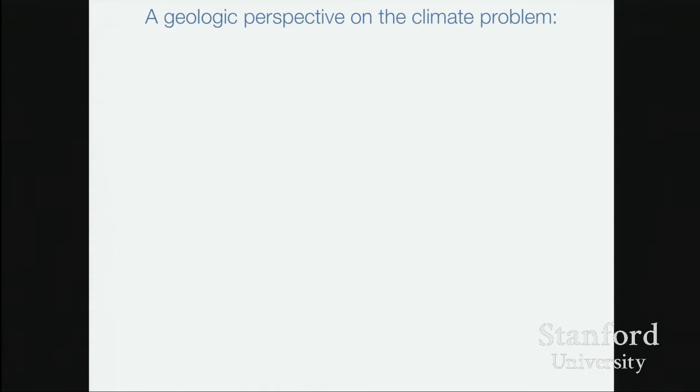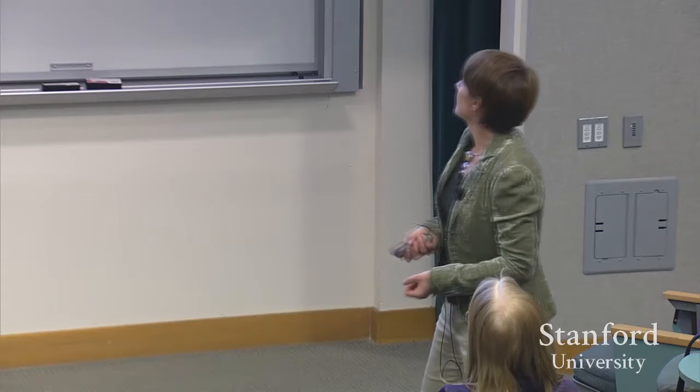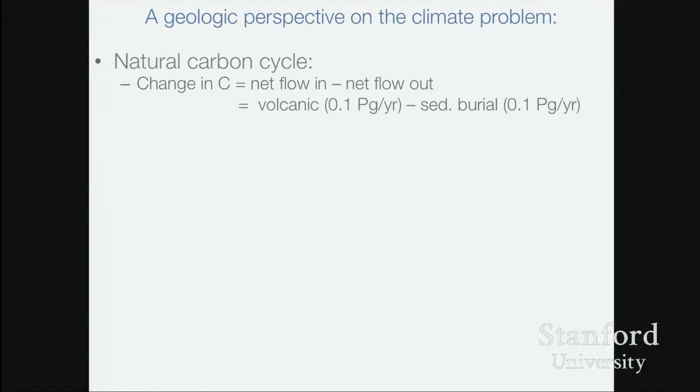So that's kind of the breakdown we have. If we add up the natural carbon cycle before humans came into the picture, we can think about the change in carbon in terms of the net flow into the atmosphere and the net removal. If we do that, we see that volcanic emissions are really the only net source of CO2, and that's about 0.1 petagrams of carbon per year. And the only removal sink we have to get carbon out of what we call the surface reservoir, which is the ocean and the atmosphere, is 0.1 petagrams per year in sediment burial. And so these balance out, so we have no change in carbon.